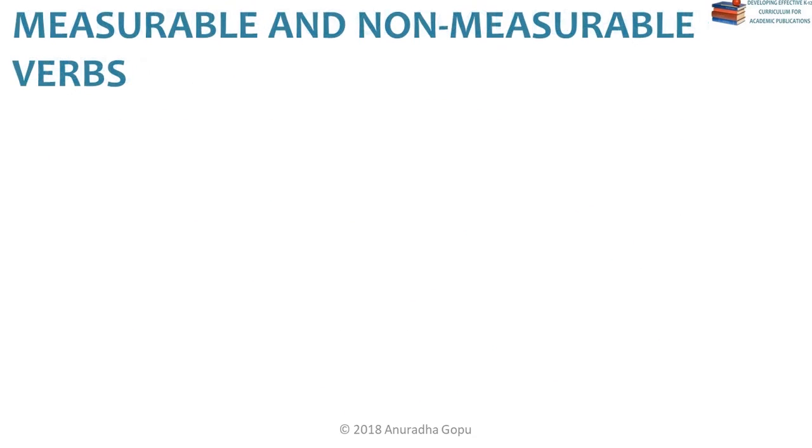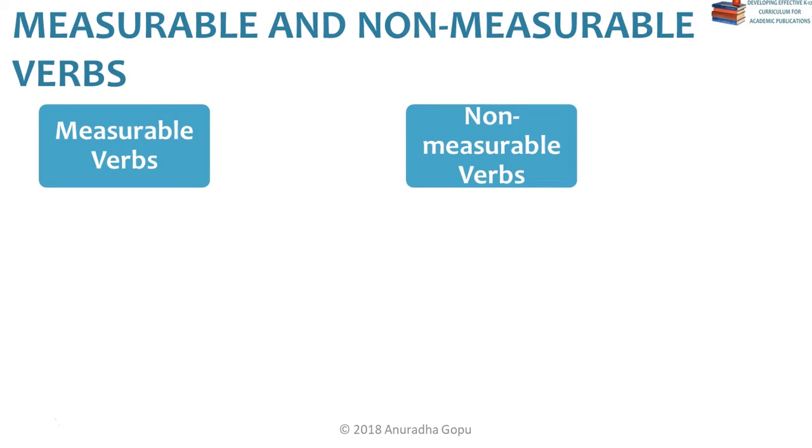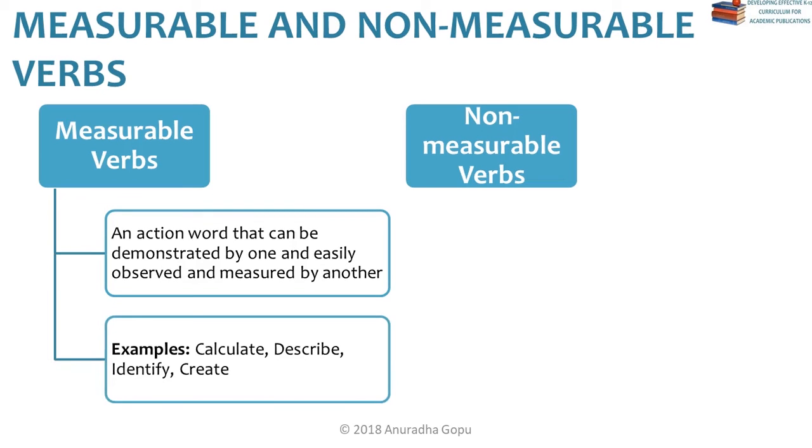The discussion about characteristics of a good learning objective brings us to a very important topic closely related to it, which is the difference between measurable and non-measurable verbs. A measurable verb is essentially an action word which, when demonstrated by a person, can easily be observed and measured by another. For example, a person can easily demonstrate calculating. So, calculate is a measurable verb. Other examples of measurable verbs are describe, identify, classify, create, and so on.